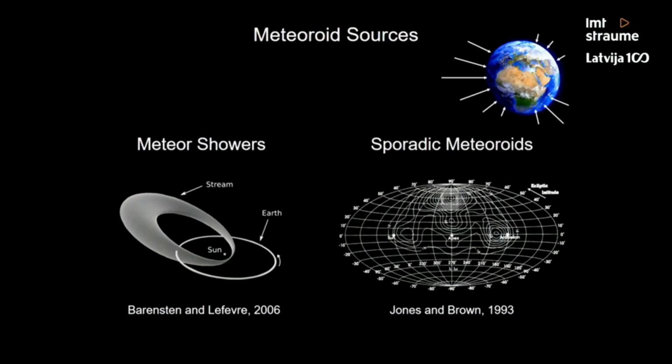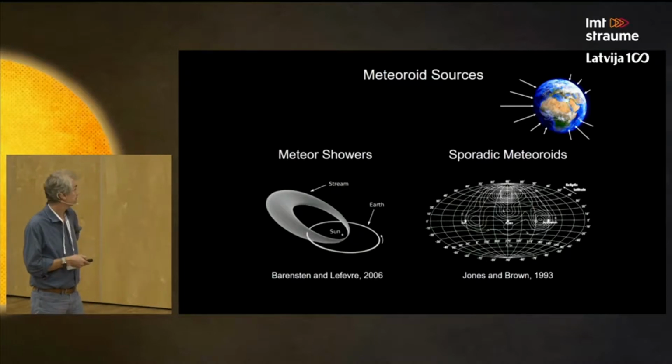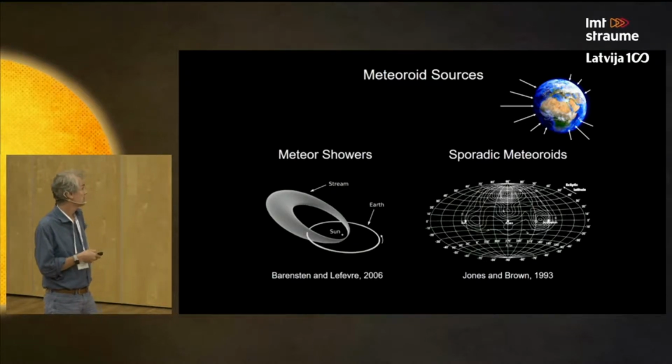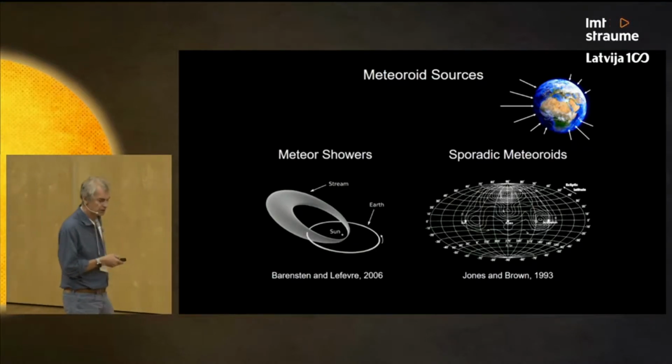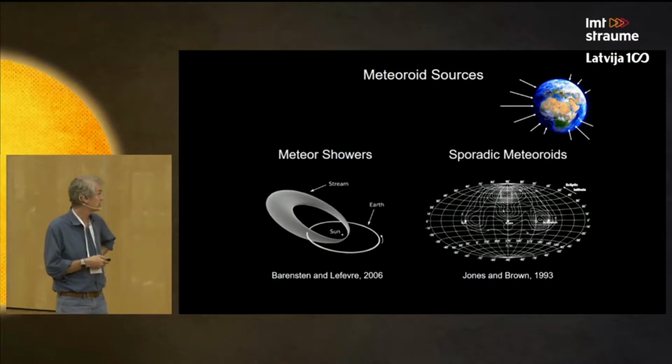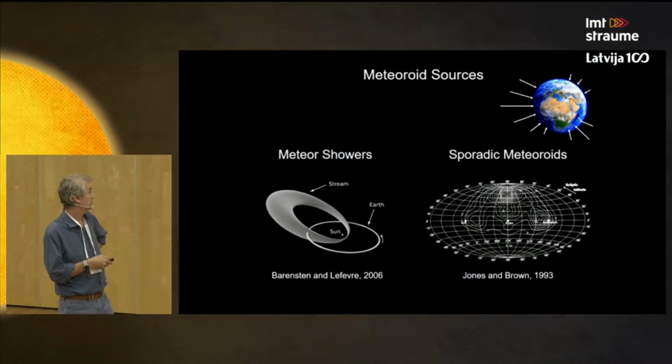Okay, so the first part is about the dust environments, dust clouds around moons, which are basically produced by micrometeoroids impacting the surface and by doing this, generating ejecta which populate these clouds. And there are actually two sources of such micrometeoroids which can produce ejecta: meteor showers and sporadic meteoroids.